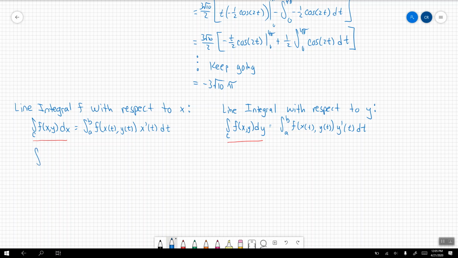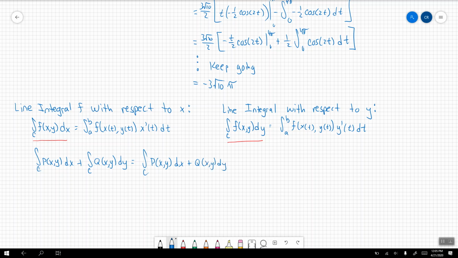Oftentimes, this happens very frequently, that in this particular case we look at two line integrals, one with respect to x and one with respect to y, for these two separate functions over the exact same curve. If this happens, then because they're over the exact same curve, we can actually combine them into one integral that will have two different differentials. The first one's just going to be with respect to x, and the second one is going to be with respect to y.